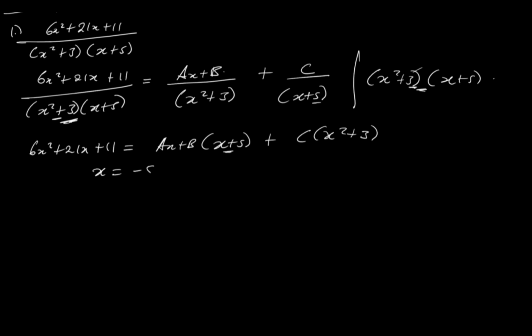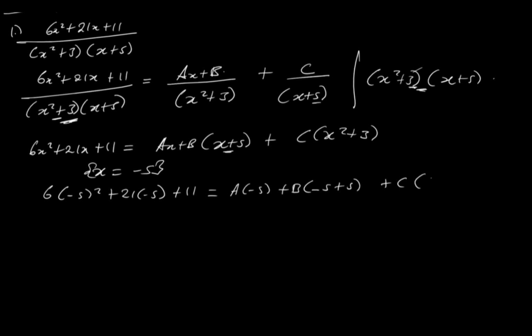So now, once you have this, you can say x is equal to -5, because you've now solved for x. Then you plug in. You have 6 times (-5) squared plus 21 times (-5) plus 11 is equal to A times (-5) plus B, then (-5 plus 5), plus C times (-5) squared plus 3. Now, once you follow this simple procedure, all you have to do is expand.